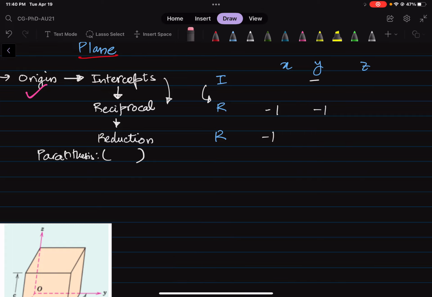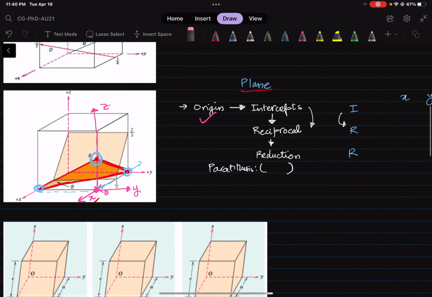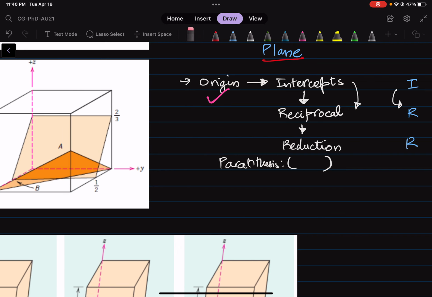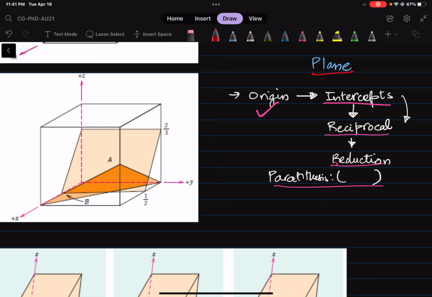Let's try the same process for plane A. So let's erase this. The method still remains the same. Find a good origin, good enough that can give you intercepts, XYZ intercepts. Find the reciprocal of those intercepts, and then reduce them in whole numbers. Write them in parentheses without commas. So the plane here, A here, is a little bit tricky. Let's mark this out. Alright, so this is the plane A.